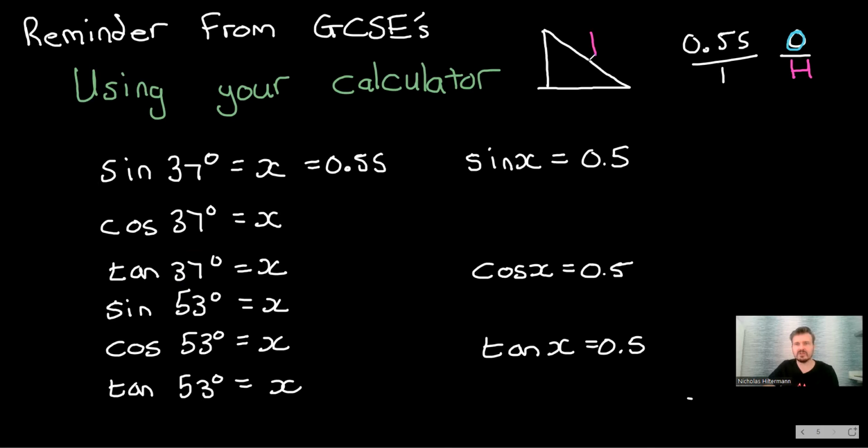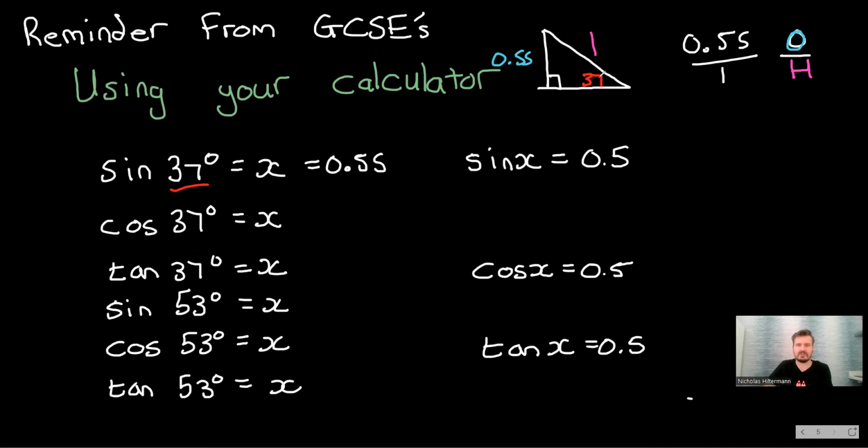then you would know that the opposite to that 37, here in red, would be 0.55. So this is simply a ratio. It would depend on the size of the triangle what we would have. So in other words, if the hypotenuse was 2, then your opposite would be double the 0.55.